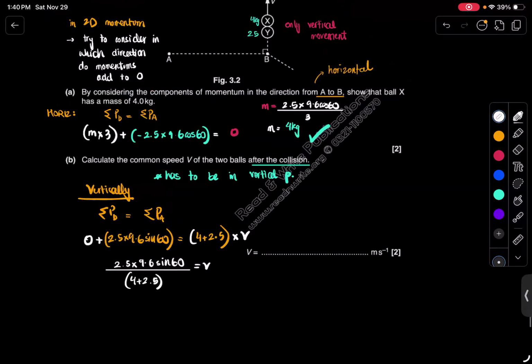Okay. So that turns out to 2.5 into 9.6 into sine 60 divided by 6.5. The answer is 3.19 or 3.2. That's also right.